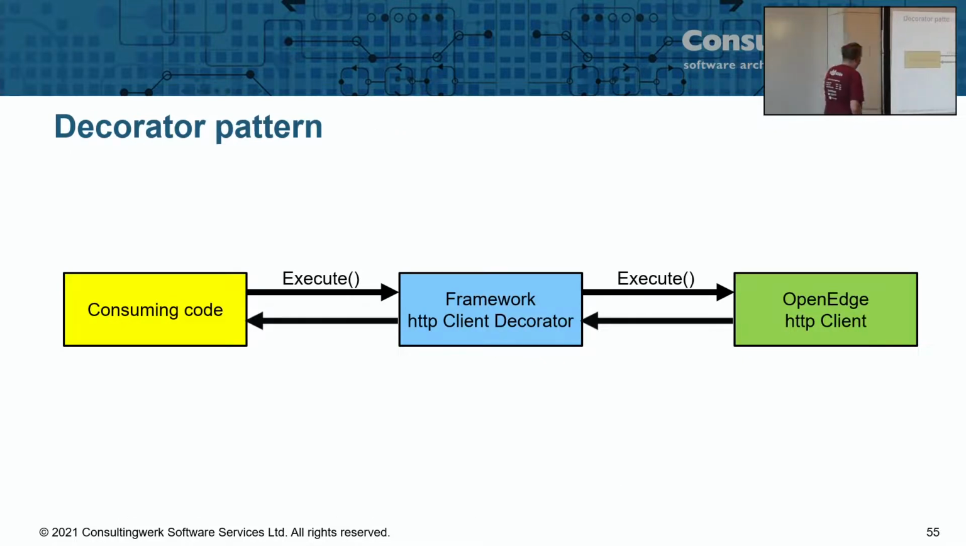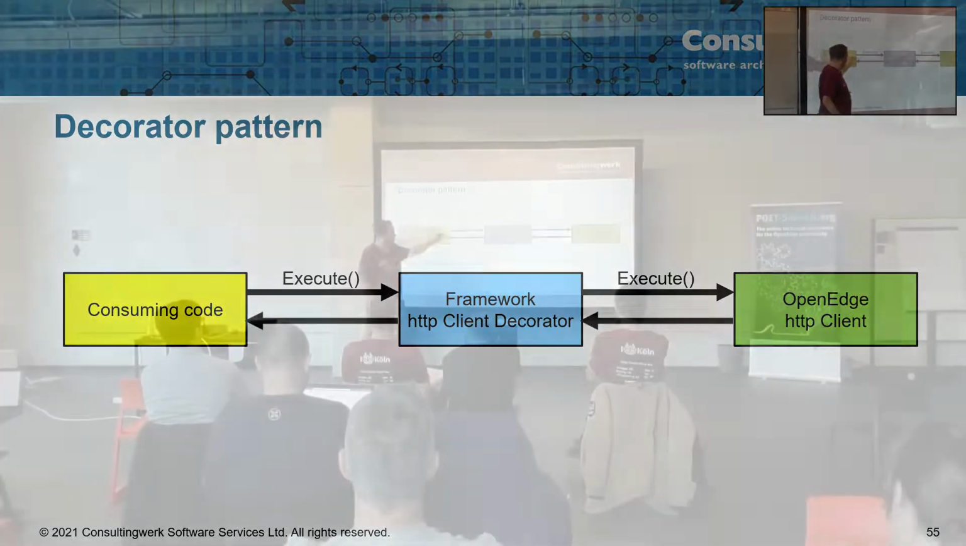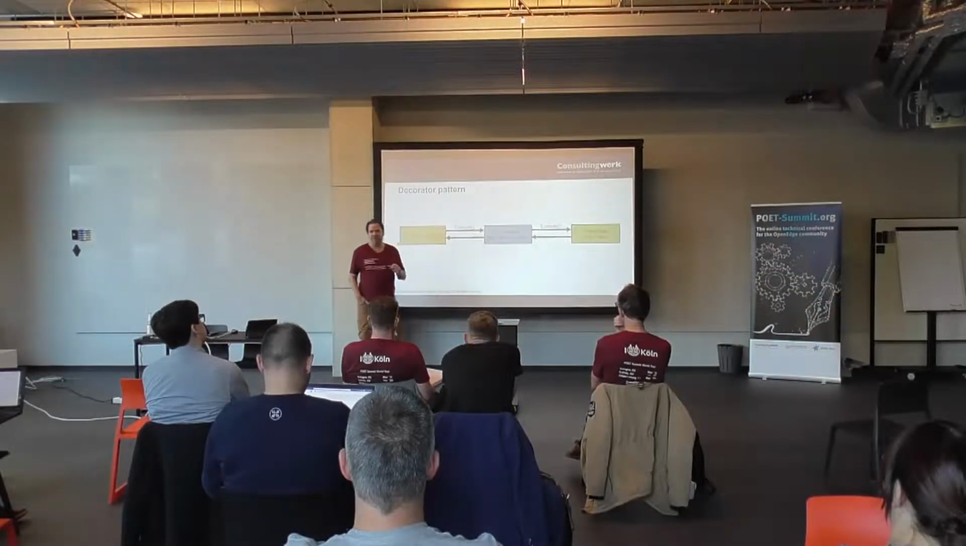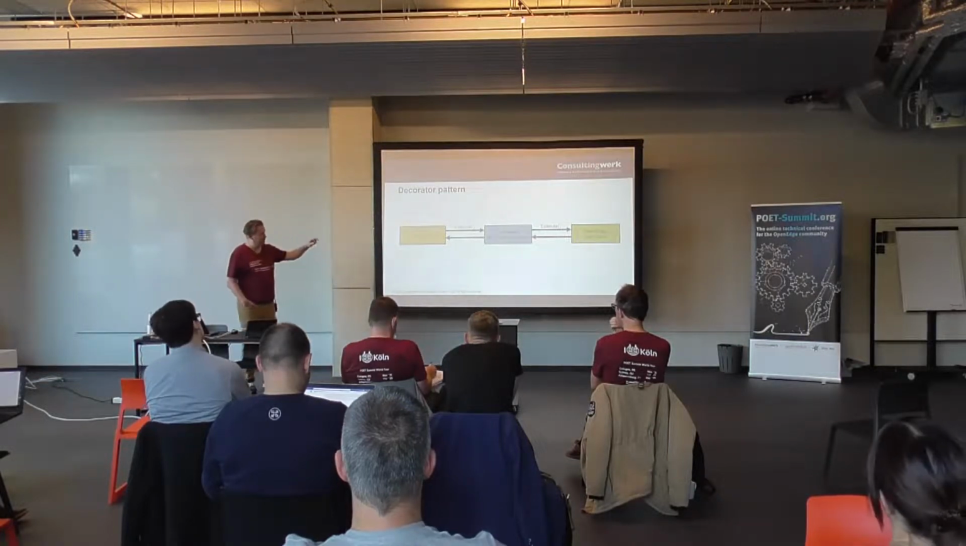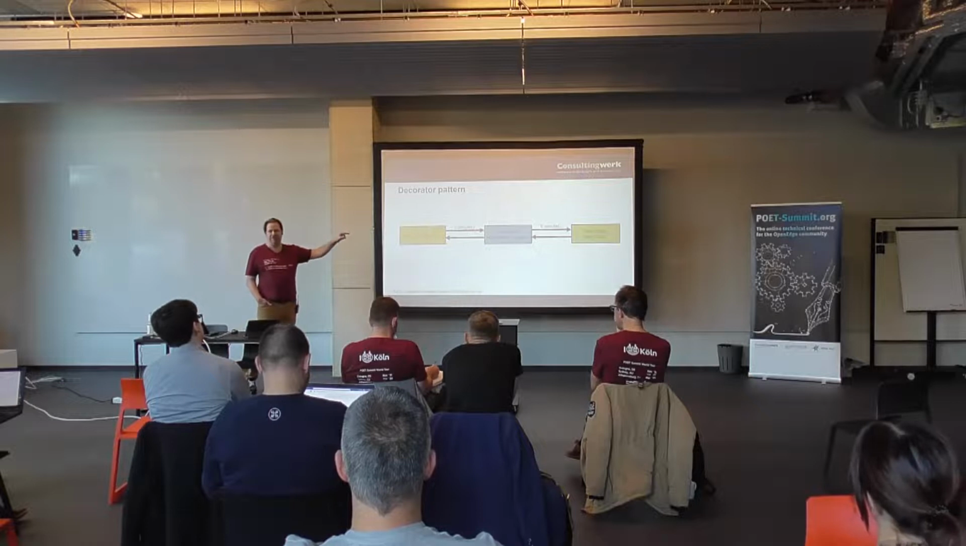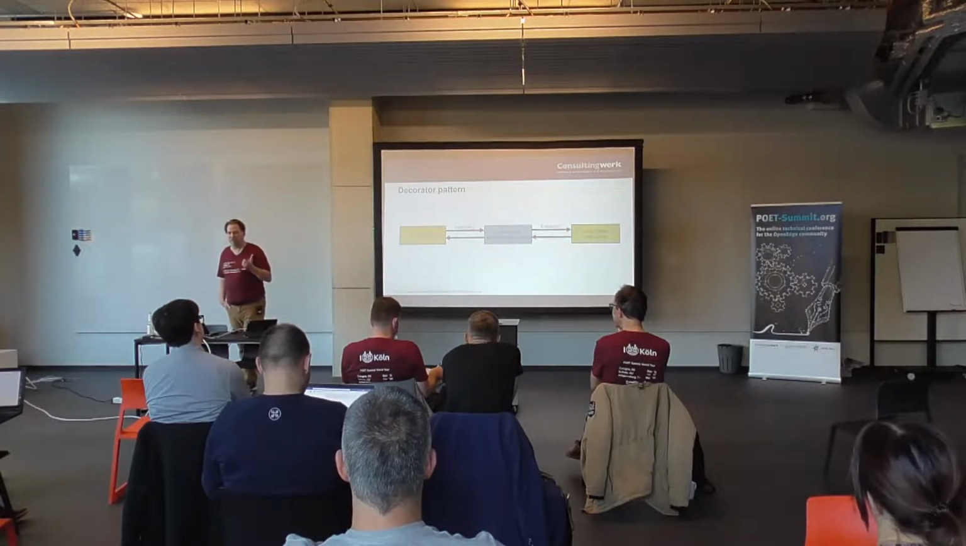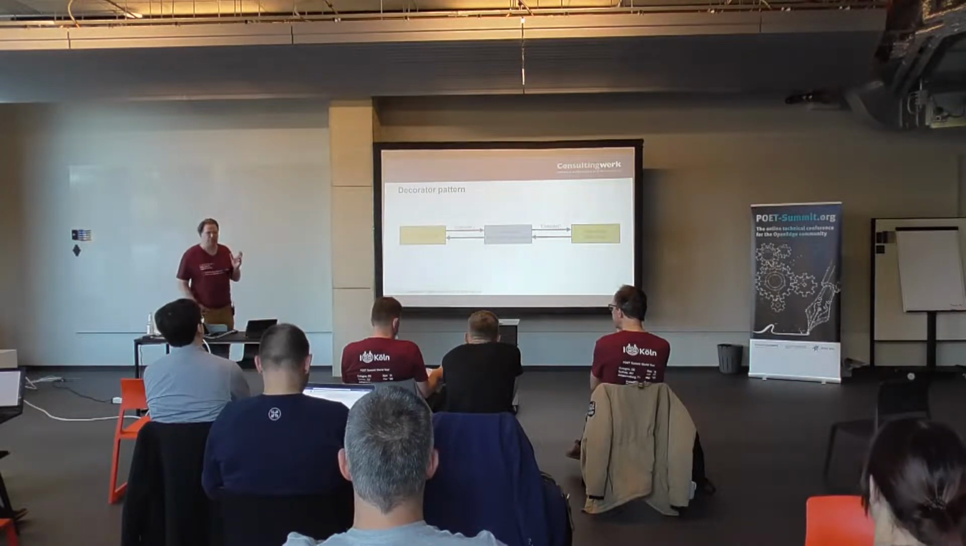And then the consuming code, when it calls the execute on the HTTP client, actually calls into a decorator, and that's the class that I can write and enhance. And the decorator then calls into the OpenEdge HTTP client. And the consuming code does not need any change. It's something that I register up front.